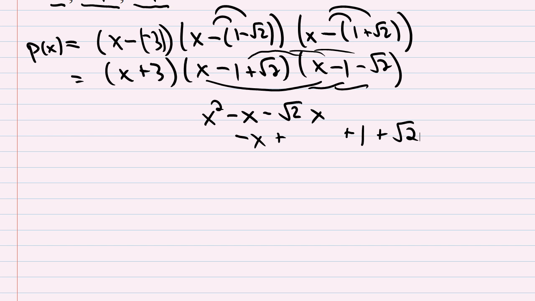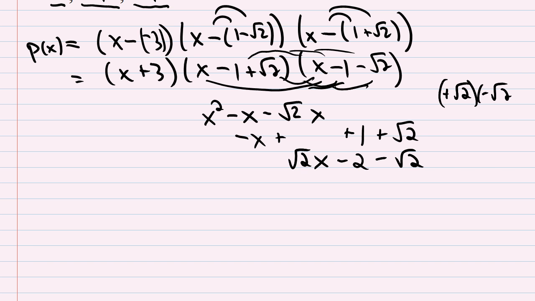And then we'll multiply the root 2 times all three of these. What we get there, the root 2 times these, we get our root 2x. We get our negative root 2, and then a positive root 2 times a negative root 2 is a negative 2. Root 2 squared is a 2.